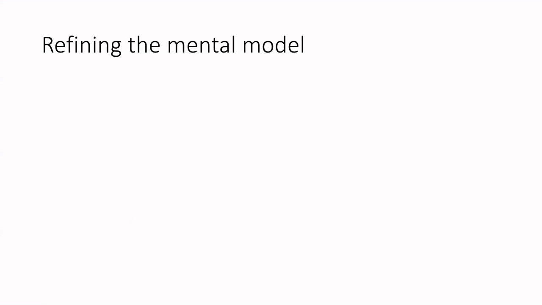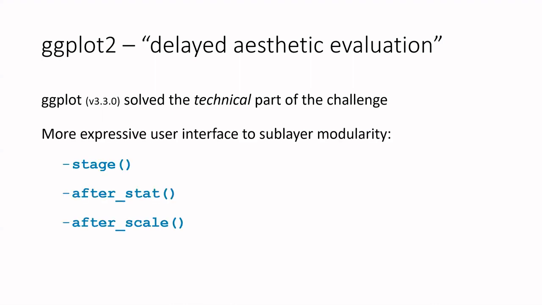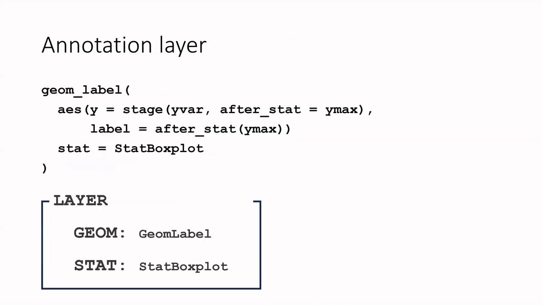So what I want to do in this talk is to build up a more powerful mental model of sublayer modularity. And I'll start with some good news. Very recently, as of about 2 or 3 years ago, ggplot actually solved the technical challenge of implementing this. I'm pretty sure they're the first to do it, and they do this very elegantly, which is why I'll use it as a case study here. So the modern ggplot2 now provides a set of what they call delayed aesthetic evaluation functions, which essentially makes the user's interface to sublayer modularity more expressive.